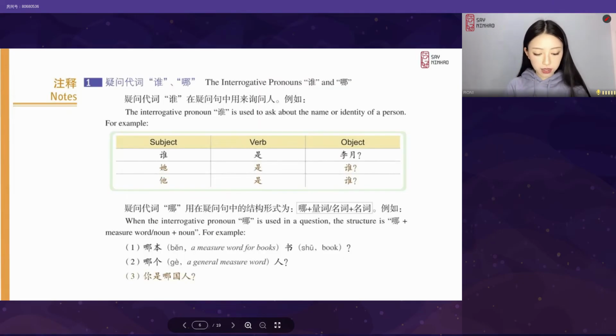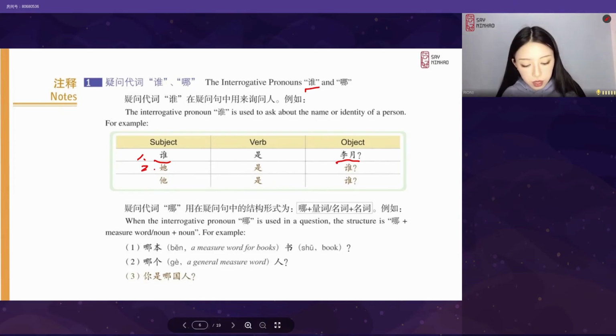Now let's move on to the language point part to answer some questions in our brain. So first one is the interrogative pronoun 谁 and 哪, these two interrogatives. And 谁 is used to ask question about someone's name or someone's identity. For example, first example here. 谁是李月? So this is asking about who is Li Yue, right? We already know the name of this person, but we don't know which person is Li Yue. Who is Li Yue?